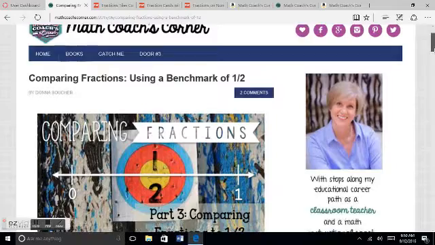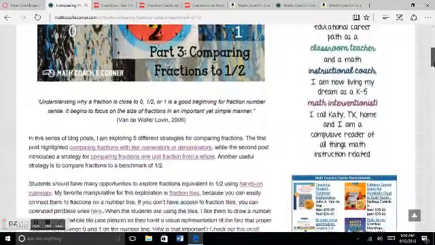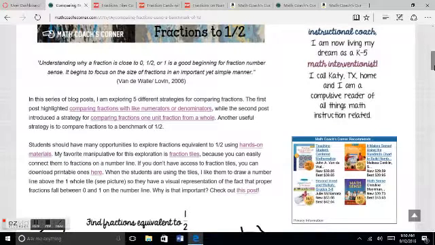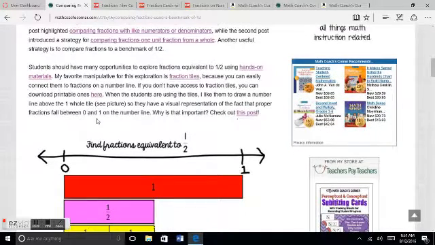The blog post that I chose to use is called Comparing Fractions Using a Benchmark of 1/2. It is the third blog post in a 3-part series. It is based around the concept that understanding why a fraction is close to 0, 1/2, or 1 is a good beginning for fraction number sense. It begins to focus on the size of fractions in an important yet simple manner. So, it's really working on developing number sense about fractions based on whether it's equal to, less than, or greater than 1/2.